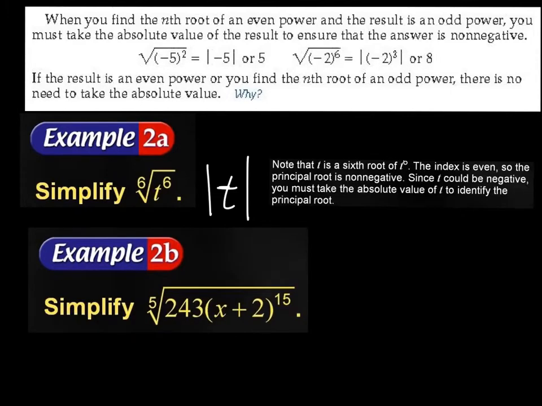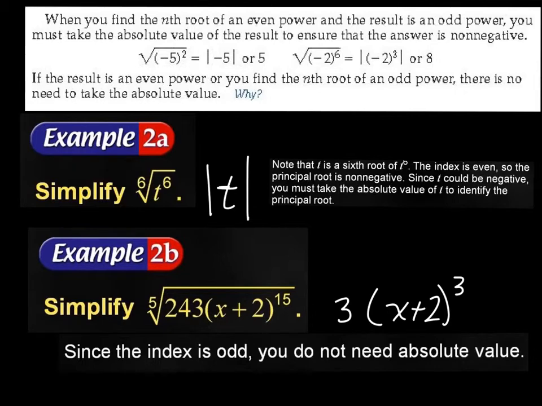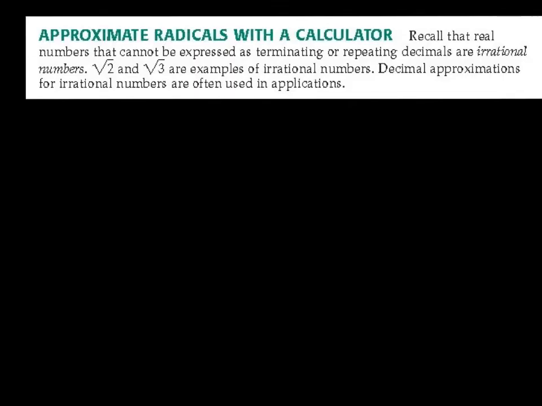The 5th root of 243 is 3, and 15 divided by 5 is also 3. We started off odd, ended up odd, everything's odd. So since the index is odd, we don't have to worry about the absolute value on this one.